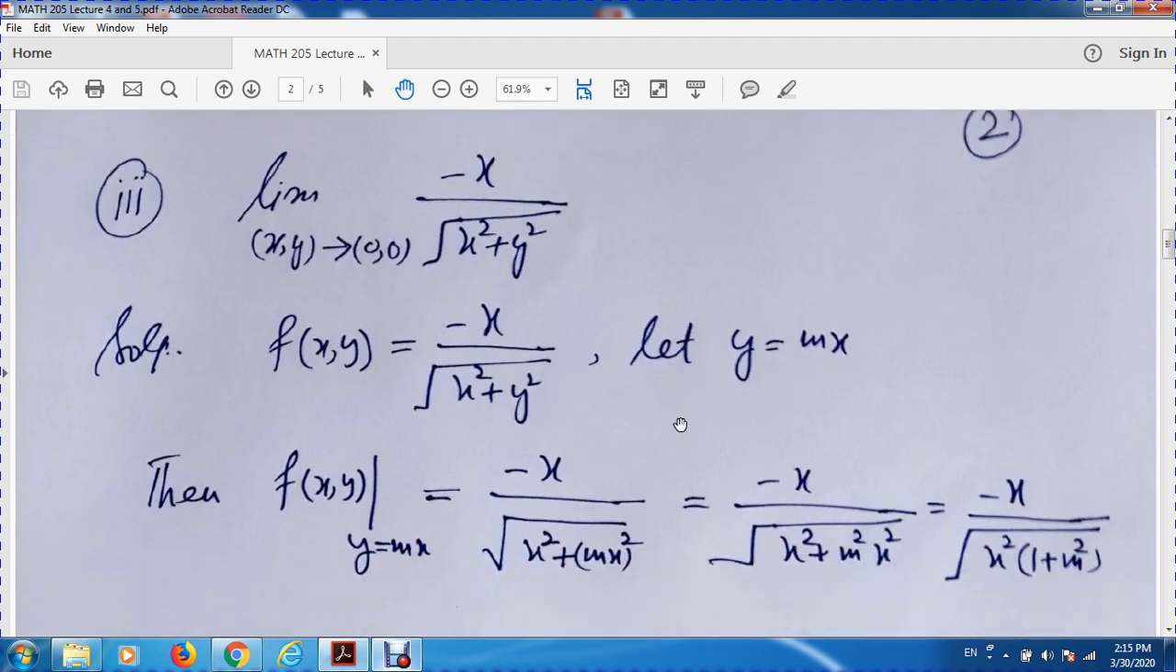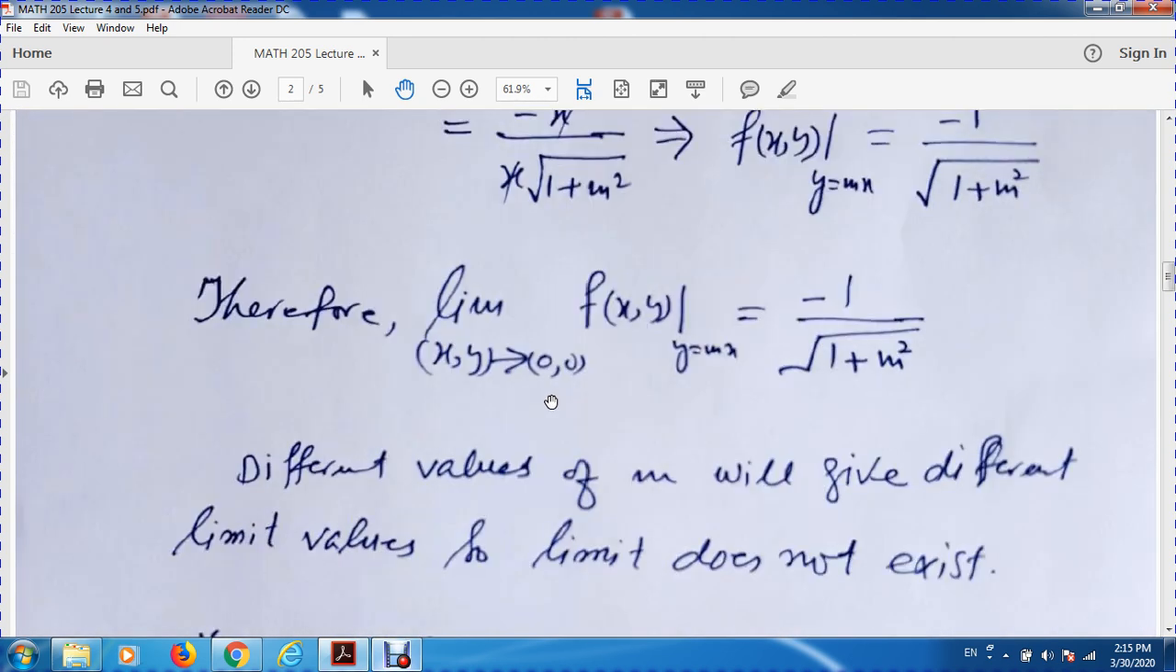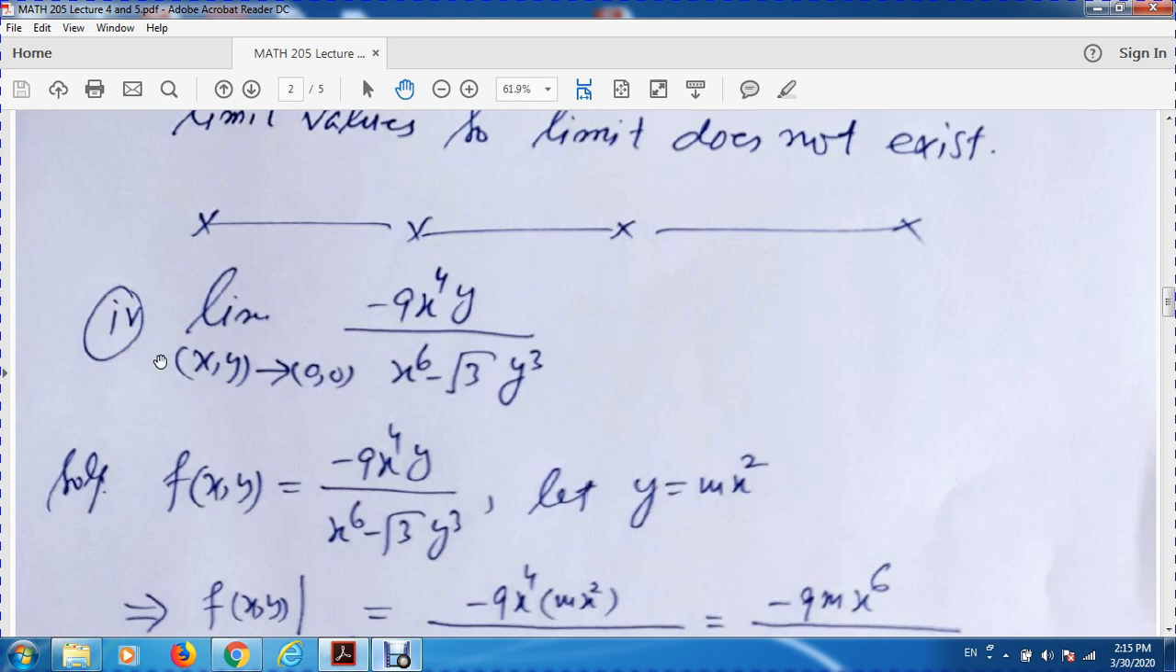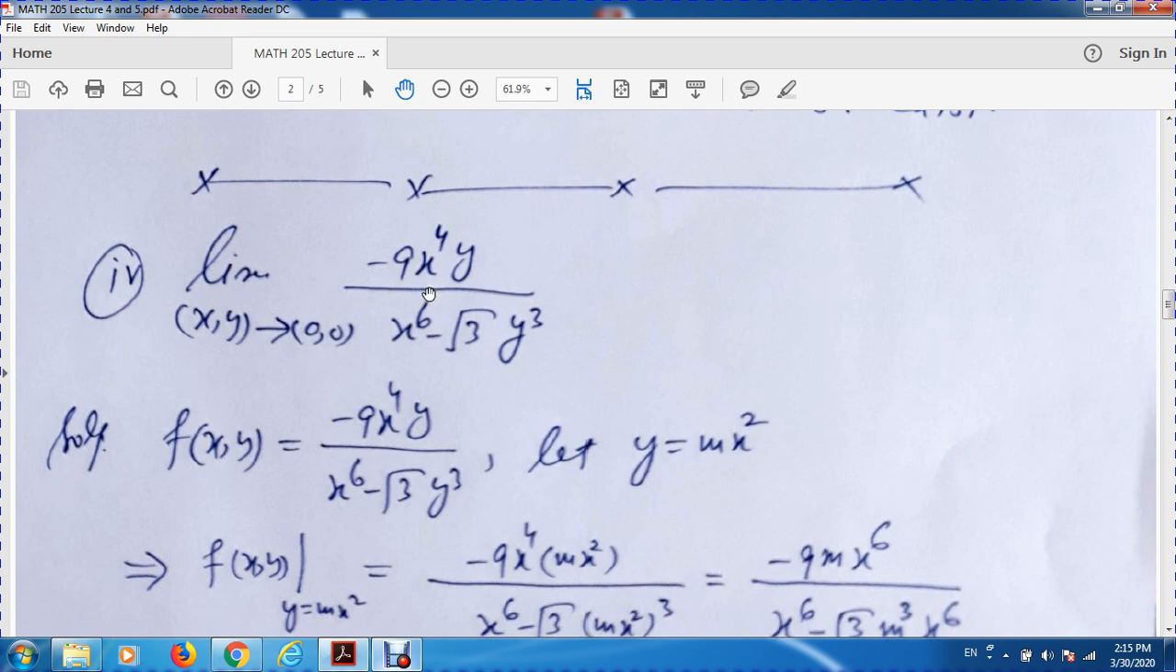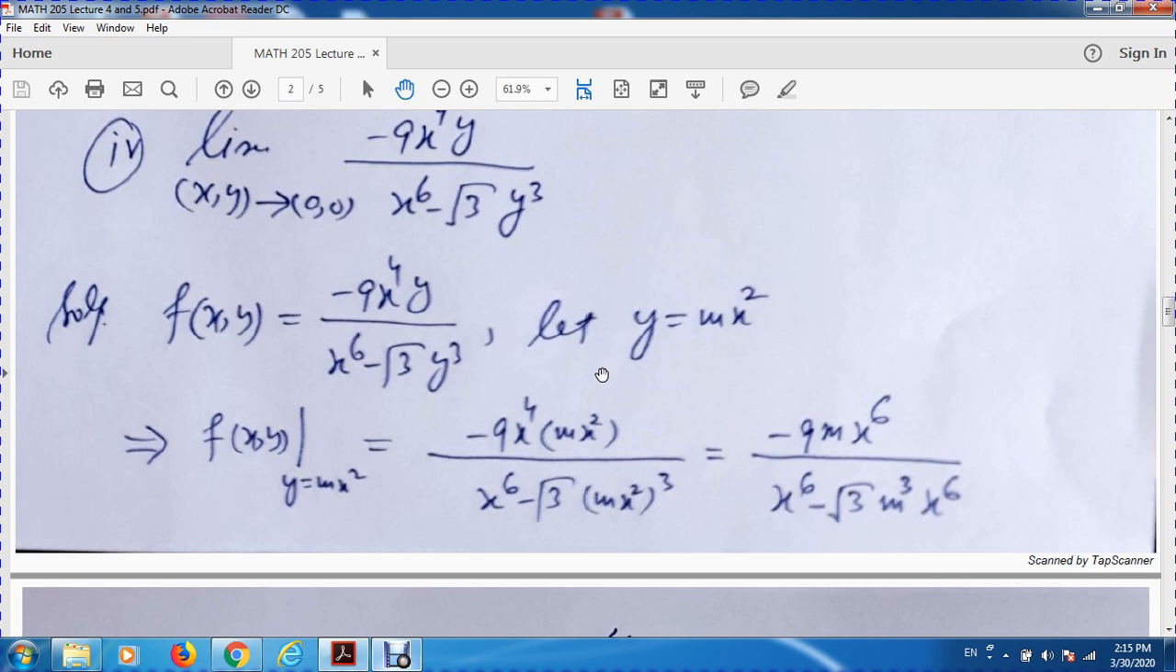Now the third part I already solved, and now there is the fourth part. Again you can apply the same rule. Limit (x,y) goes to (0,0) of 9x power 4 y over x power 6 minus the square root of 3 y cube. Again you can check with y equal to mx, and then move to y equal to mx square. I directly start with y equal to mx square just to save time. So if you put mx square instead of y, this will be 9x4 times mx square over x6 minus the square root of 3 times mx square cubed.